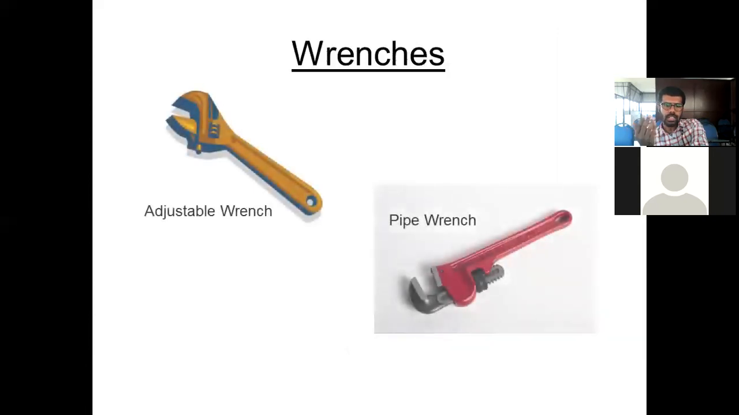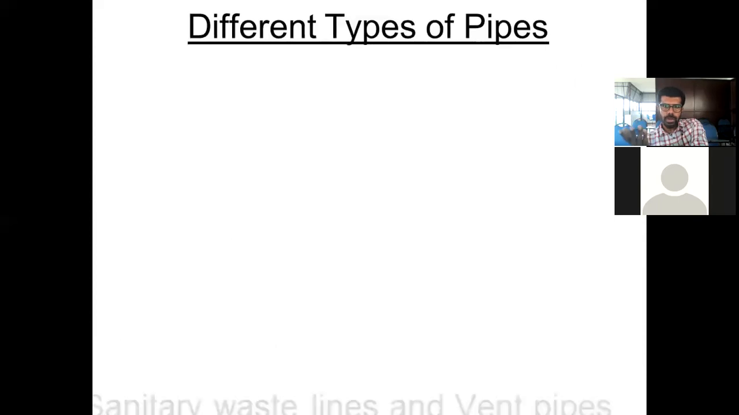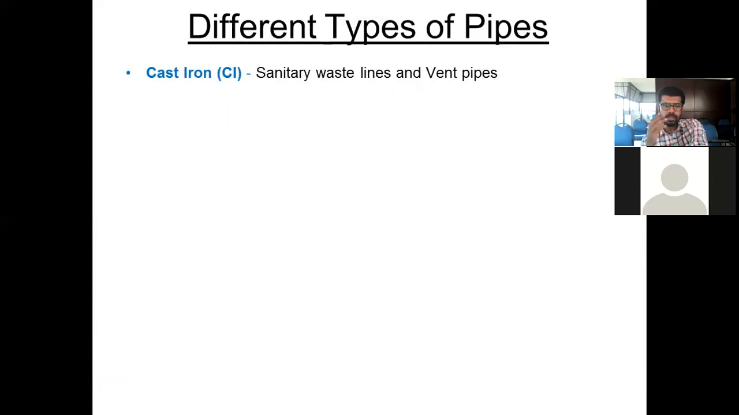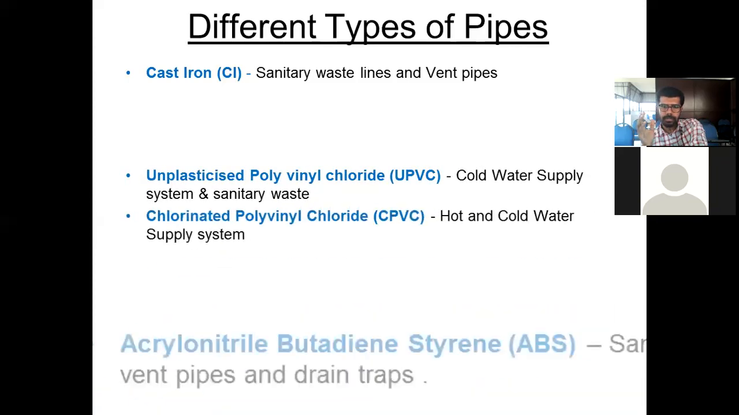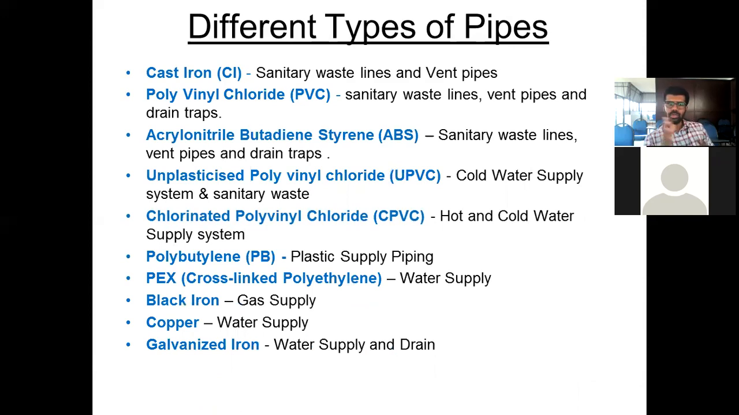Now different wrenches are there: adjustable wrench, pipe wrenches. Different types of pipes are there. This is important. We will be having different types of pipes. These are the different types of pipes that we will be using in our plumbing system. So if you have time or if it's possible, you can write this down. These are different types of pipes that we will be using in plumbing. According to different applications, we have to use these pipes.